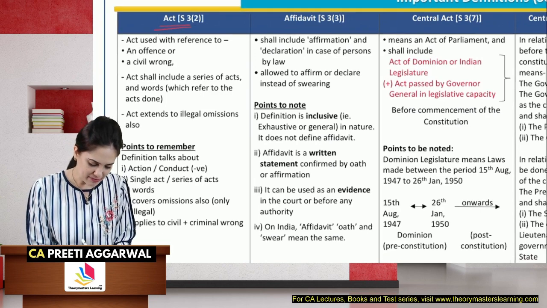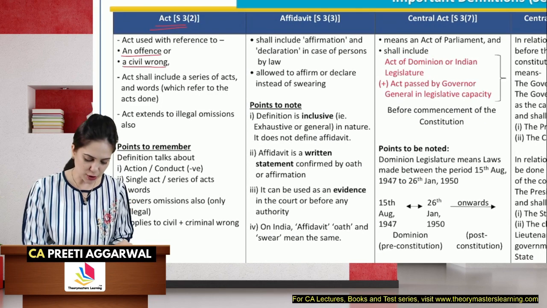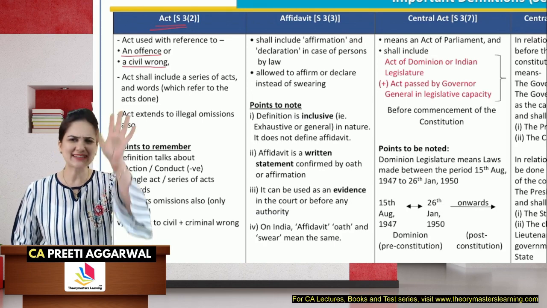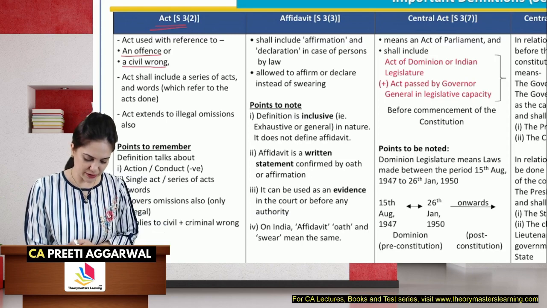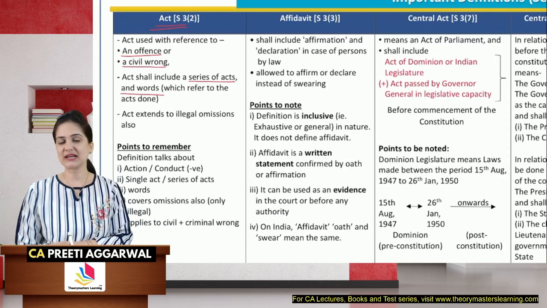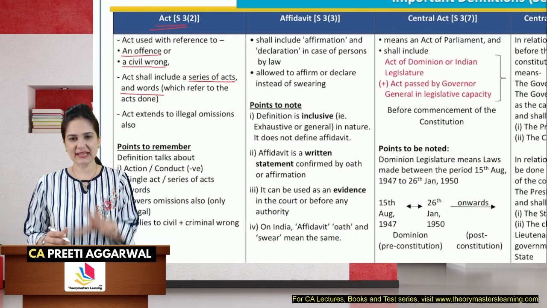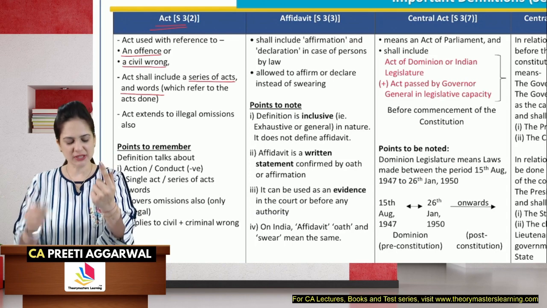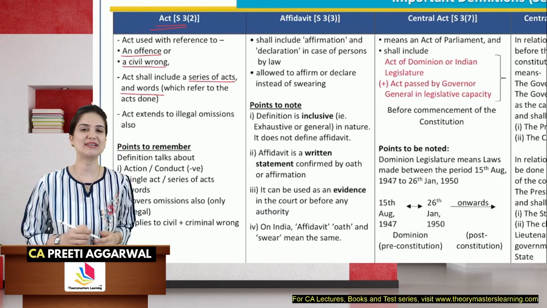The act can be an offense or it can be a civil wrong. So what they are talking about here is action, and not the acts which we study. It shall include one act, it shall also include a series of acts, and words which refer to the acts done. The word include here means that if you perform one action, we consider it, but it also includes a series of actions. Now, what is the meaning of series of actions?